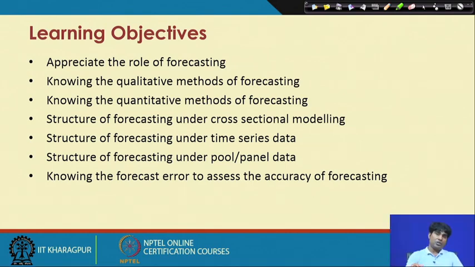So, altogether it depends upon the kind of data structure. If you have cross sectional data, what is the forecasting rule? If it is a time series, what is the forecasting rule? Again, in pool or panel data, the nature of the forecasting rule. So, ultimately in each case we have some strategy to measure the accuracy of forecasting.